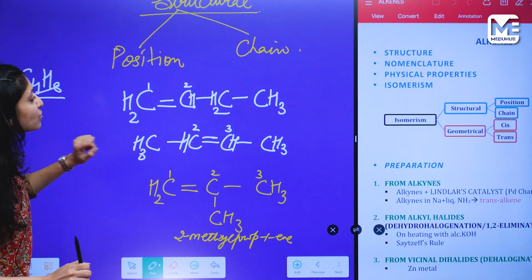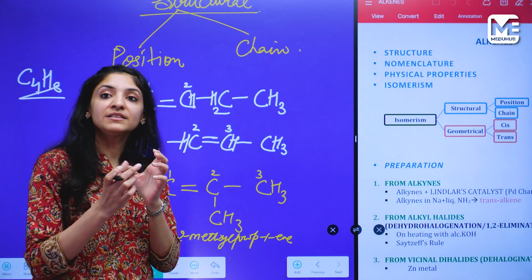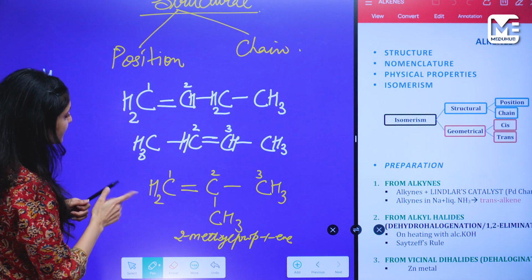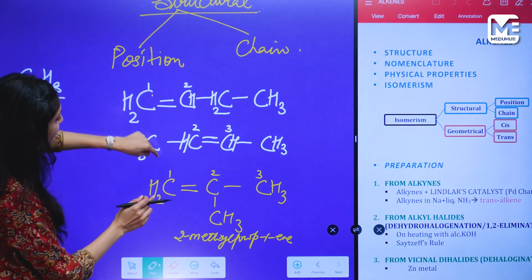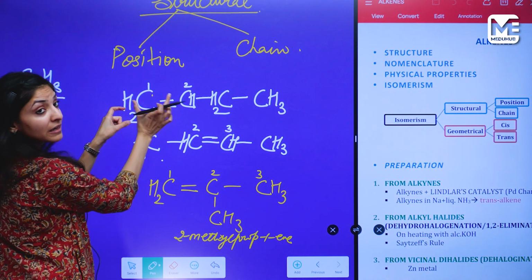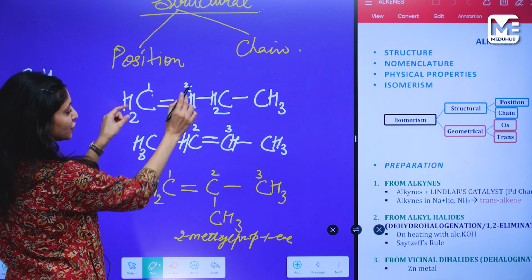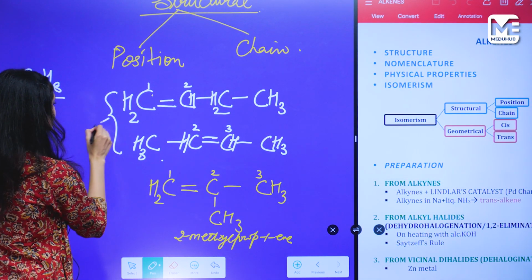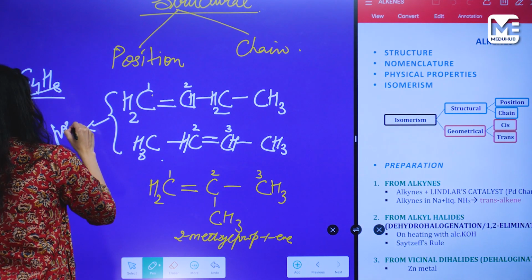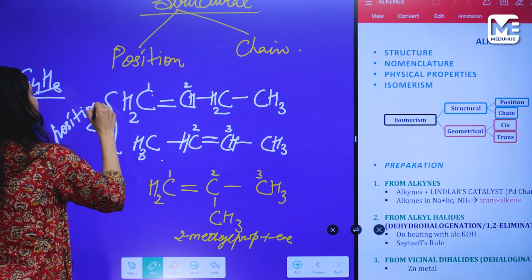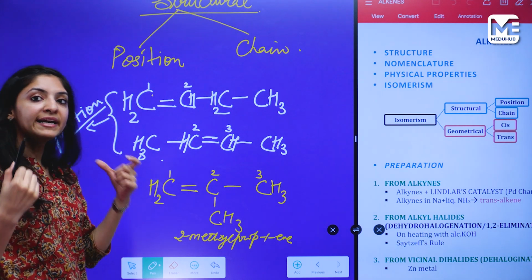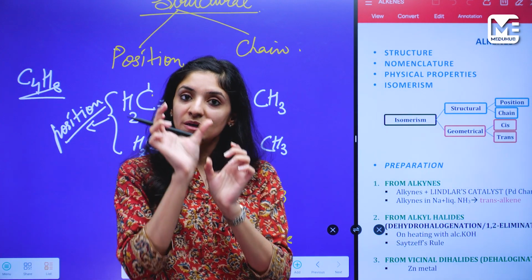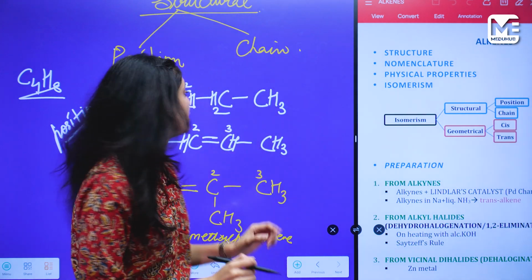In position isomers, you will see that there is a difference in the position of the functional group. So if we see this and this, the functional group, the double bond is between carbon 1 and carbon 2. Here it is between carbon 2 and carbon 3. So these two show position isomerism. They will have the same molecular formula, they will only differ in the position of where the double bond or the functional group is present.